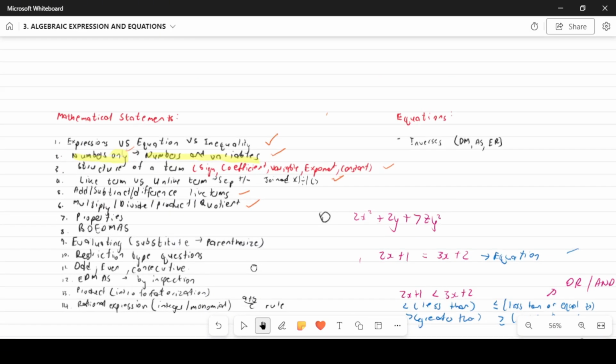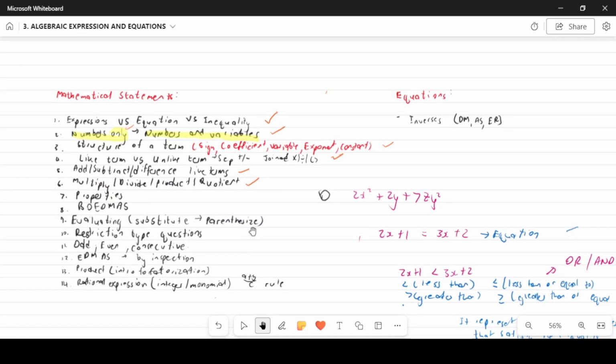Right, so let's just recap what we have done so far. We've finished talking about adding and subtracting like terms. We've done the multiplication and division, or the product and quotient of like and unlike terms. I've explained the properties.